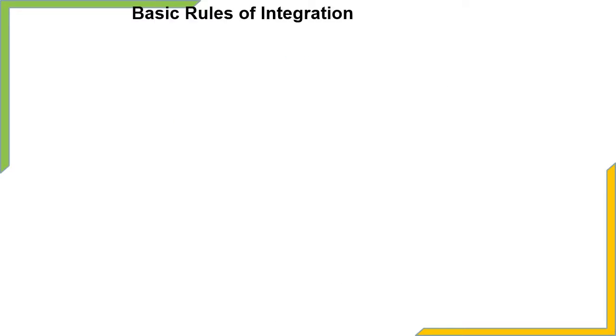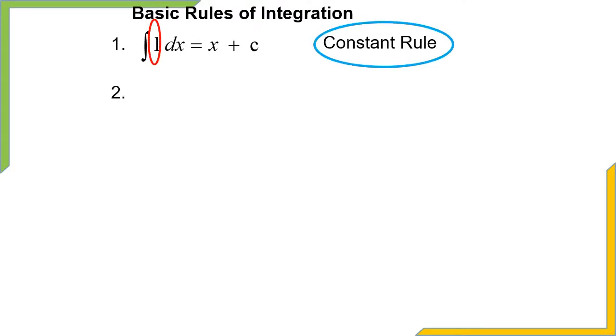So to solve a problem related to integration, we need to know the basic rules of integration. The same as differentiation, we have basic rules. The first one is to integrate 1, which is a constant. We directly get 1x plus c. So if we integrate 2, then we get 2x plus c. This is the constant rule. So usually we represent it as the integral of k with respect to x is equal to kx plus c.